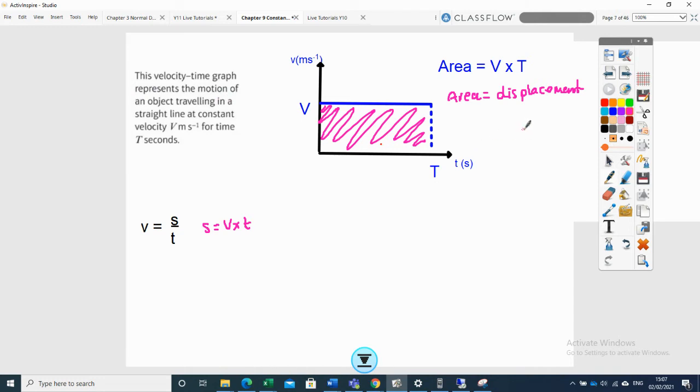So the area underneath a velocity time graph, you can work it out. It gives you the displacement of the graph, so the total distance in terms of displacement.